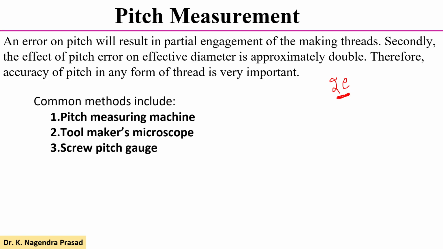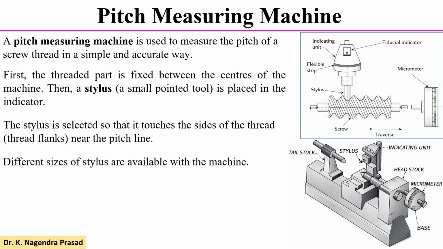There are various methods to determine the pitch. In general, we use the pitch measuring machine, the toolmaker's microscope and the screw pitch gauge. First we will discuss the pitch measuring machine. The pitch measuring machine is used to measure the pitch of a screw thread in a simple and accurate way.